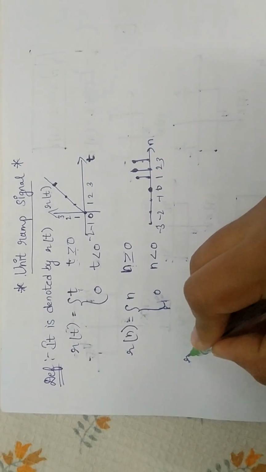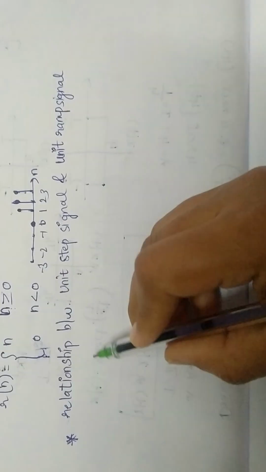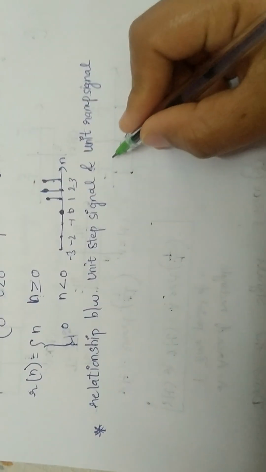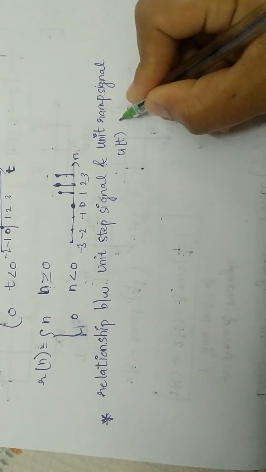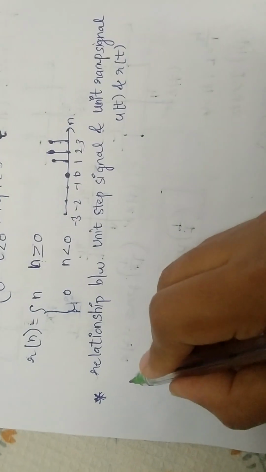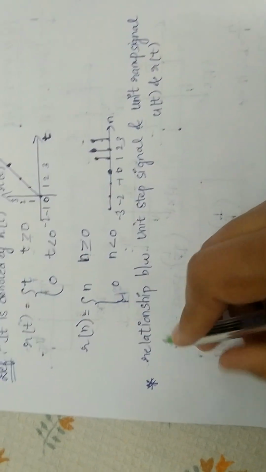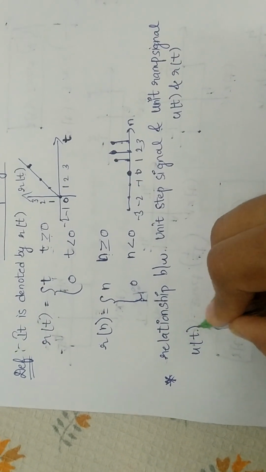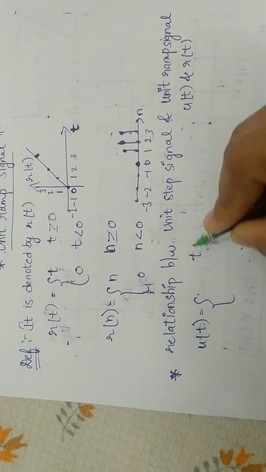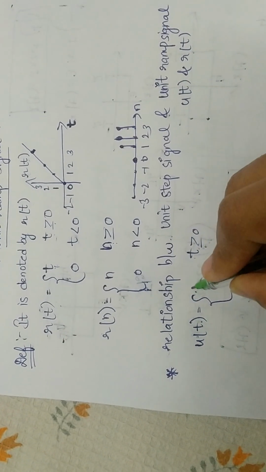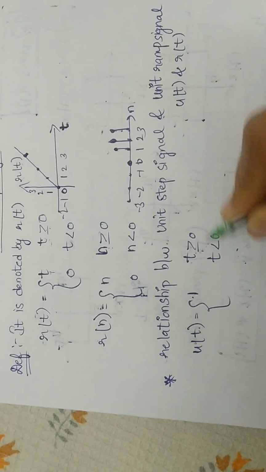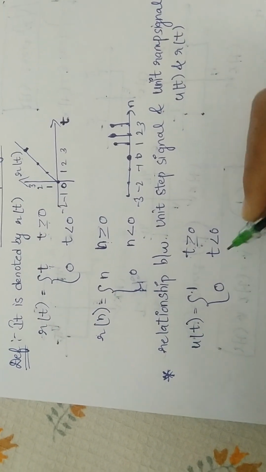Now I am talking about the relationship between the unit step signal and the unit ramp signal, u of t and r of t. What is the definition? I am rewriting the u of t formula here. For t greater than or equal to 0, the u of t value is 1. For t less than 0, the u of t value is equal to 0.